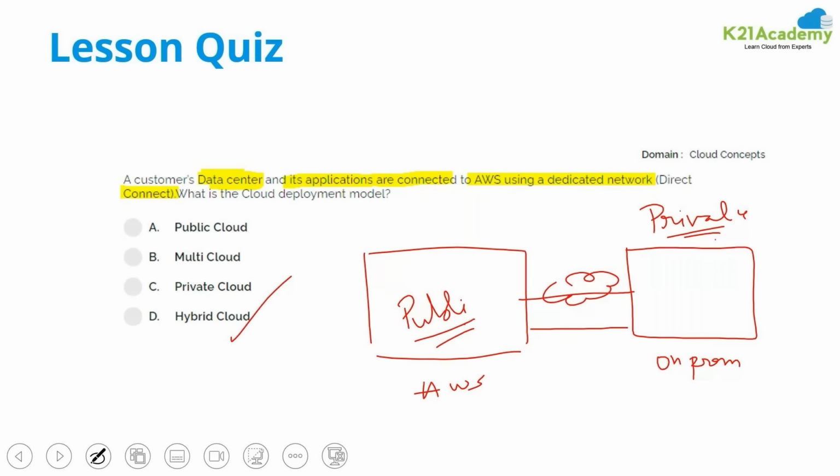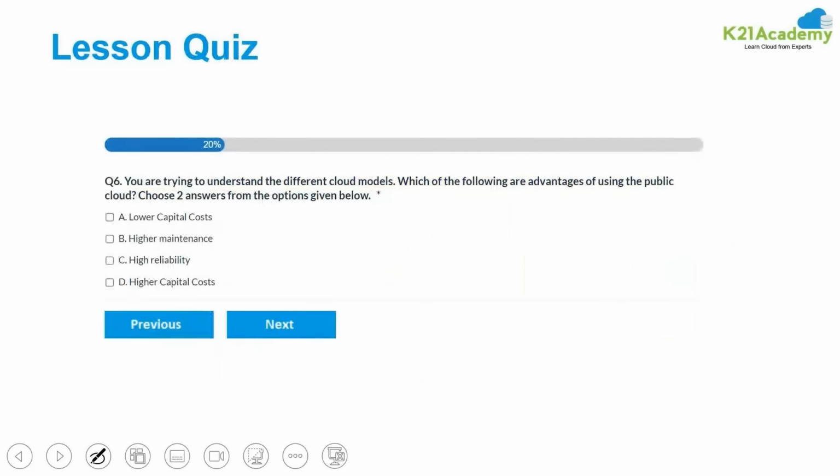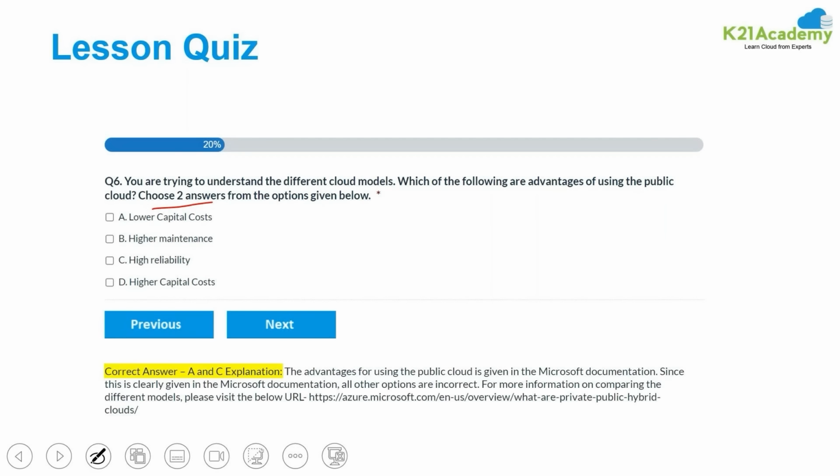Okay. Next question. You are trying to understand the different cloud models. Which of the following are advantages of using public cloud? Give two answers. Choose two. So answer is A and C. Lower capital cost and high reliability. These are the two benefits.